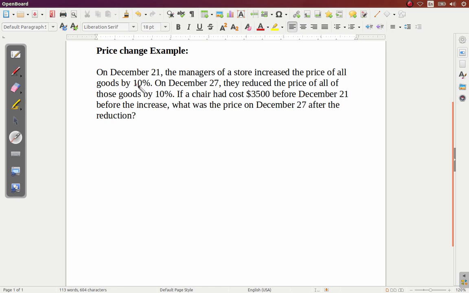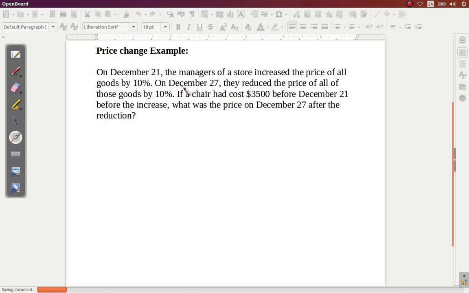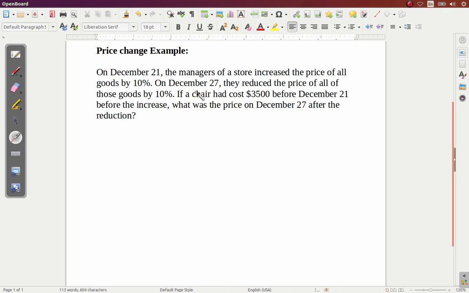Alright, so they increase the price by 10%. You have a new price. Then they reduce that new price back by 10%. Now, I want you to pause the video and do it. But first of all, let me tell you that the cost of the chair will not go back to $3,500. Even though they increase it by 10%, then take 10% off, it's not going to go up from 3,500 and then come back to 3,500. Alright? So don't make that mistake. What I want you to do is work it out. Pause the video and work it out, and let me see what you do. So go ahead.